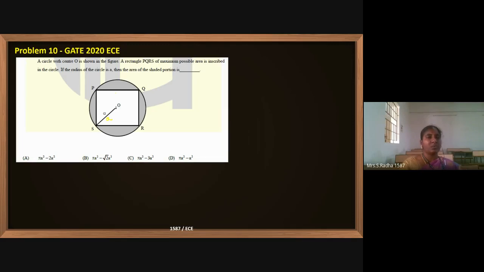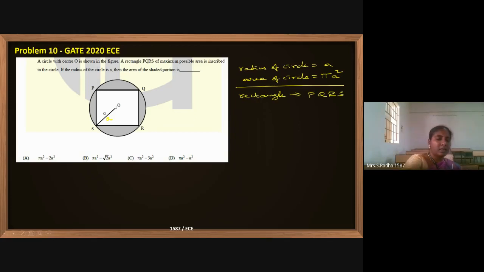And here how to proceed? We know that the radius of the circle is A. So the area of the circle is nothing but pi A square. And coming to the rectangle, PQRS is the rectangle.